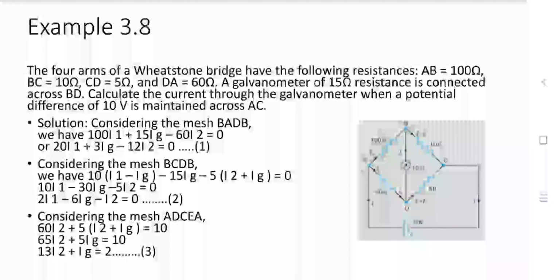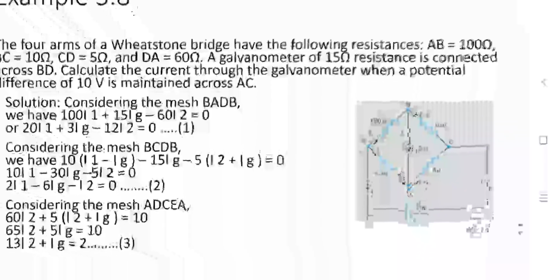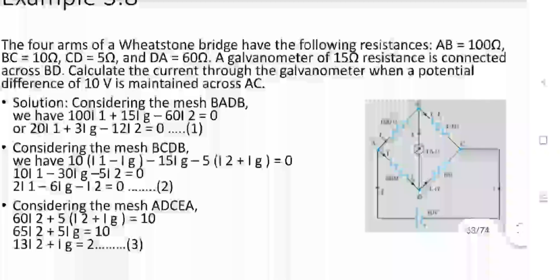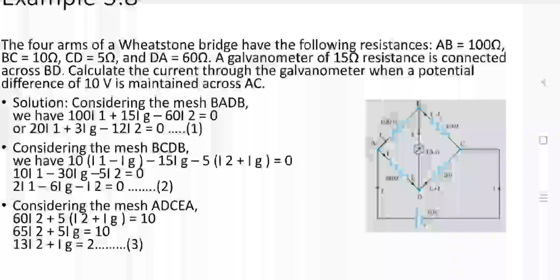To get that current, again we need to apply a loop rule. Apply loop rule in first half, that is in the loop BADB. So my equation becomes 100 I1 plus 15 Ig minus 60 I2 equal to 0. Because I1 and Ig current direction is same, I2 in the opposite direction, so that potential difference is taken negative. So my resultant equation becomes 20 I1 plus 3 Ig minus 12 I2 equal to 0.